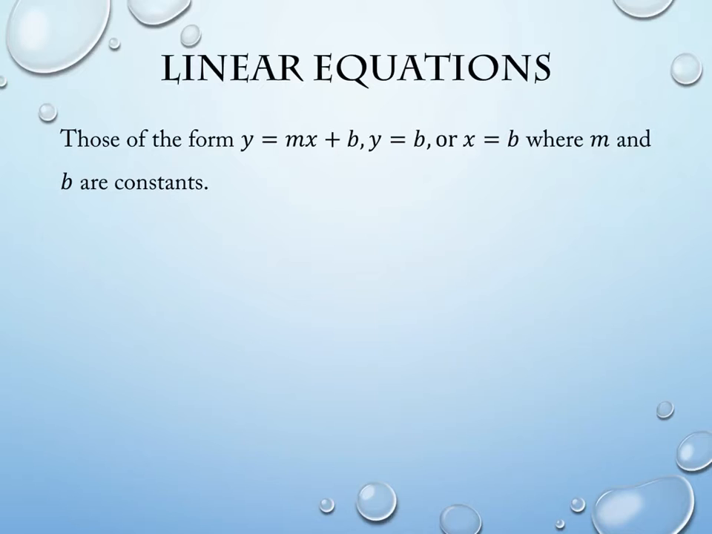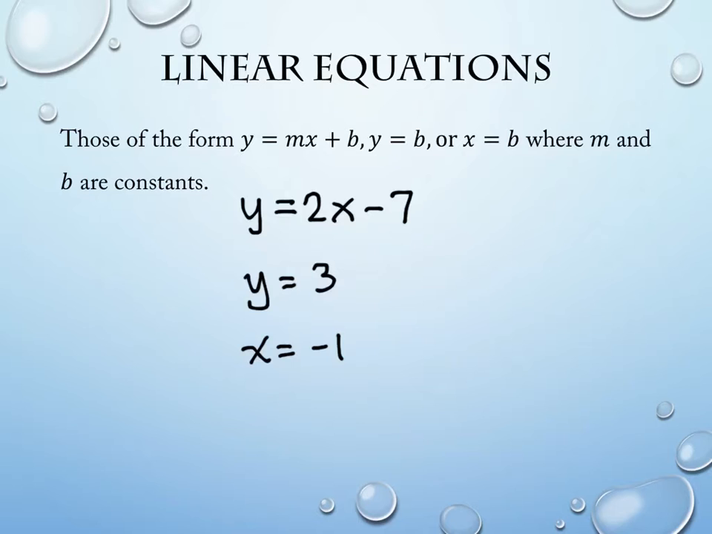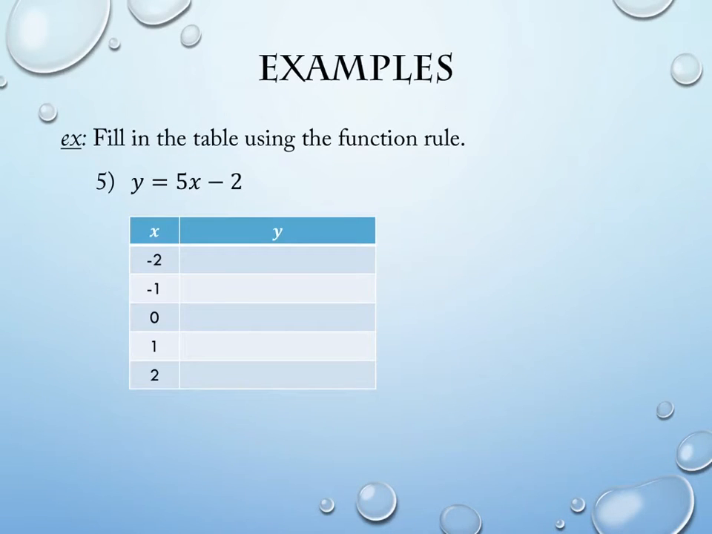So you have things that look like, y equals 2x minus 7, right? Because the 2 would be m, the negative 7 would be b, and those are constants. Or you would have something like y equals 3. Or maybe you have something like x equals negative 1. These would all be examples of lines. We're going to take a look at a specific line.